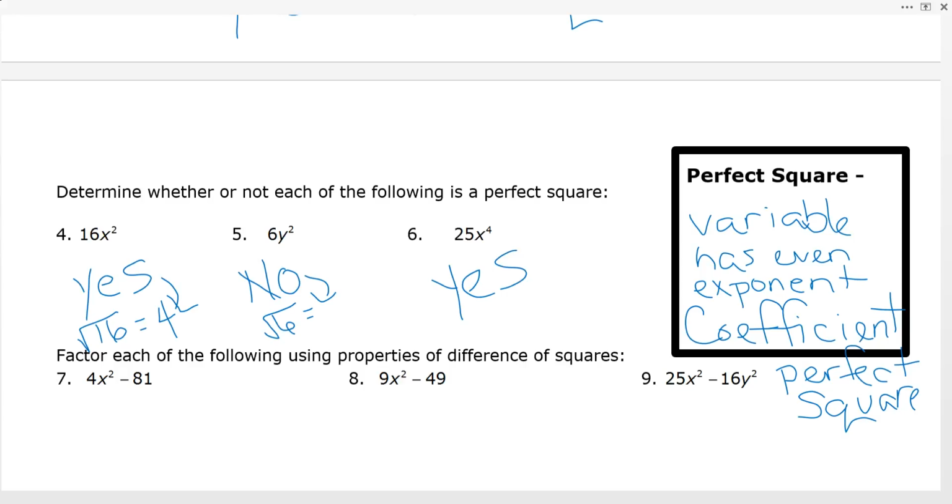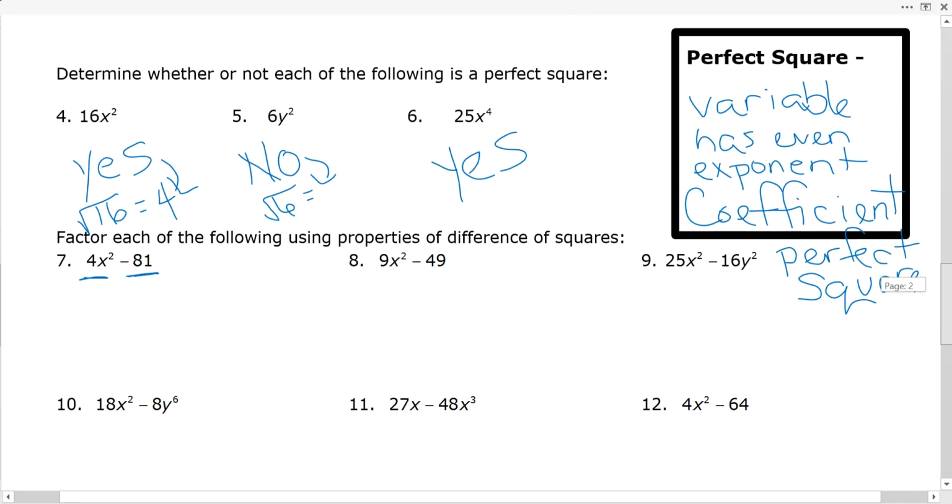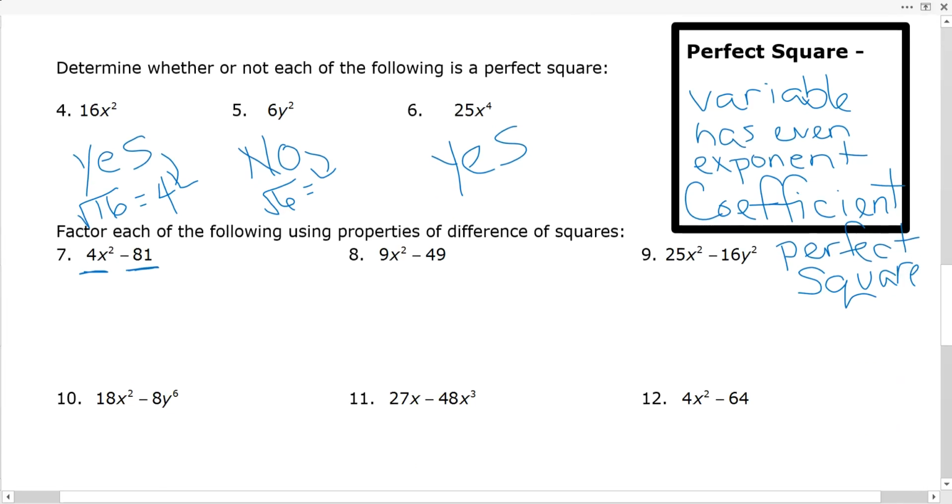Okay, so now that I know that, I can take the square root of my two terms. I'm going to take square root of that, square root of that, and one is going to be plus and one is going to be negative. So square root of 4x squared is 2x. Square root of 81 is 9, so I'm going to have plus 9 minus 9. If I was going to put 8, then that'd be wrong. Okay, so I have 2x plus 9, 2x minus 9.